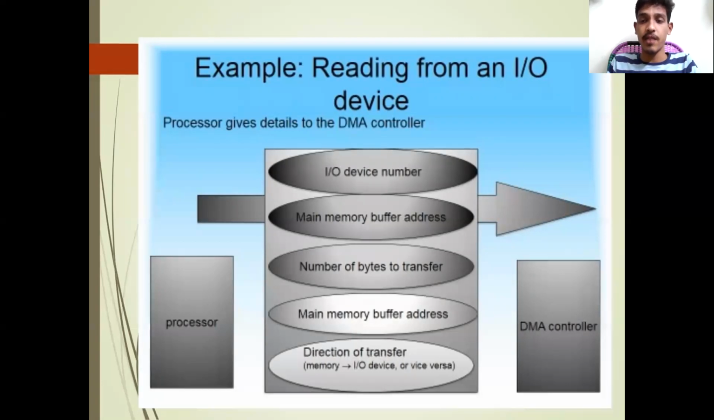For example, reading from an IO device. The processor gives details to the DMA controller. Here, the processor gives the details about the IO device, the device number, the main memory buffer address, that is the address in the main memory, the number of bytes to be transferred, and the direction of transfer. The direction can be from IO to memory or memory to IO, which is given to the DMA controller.